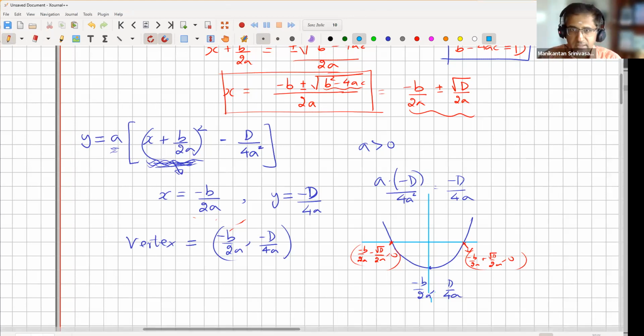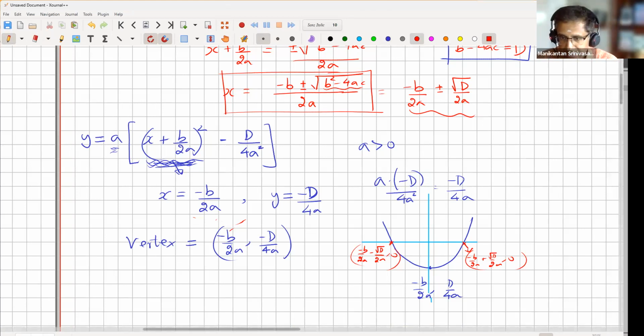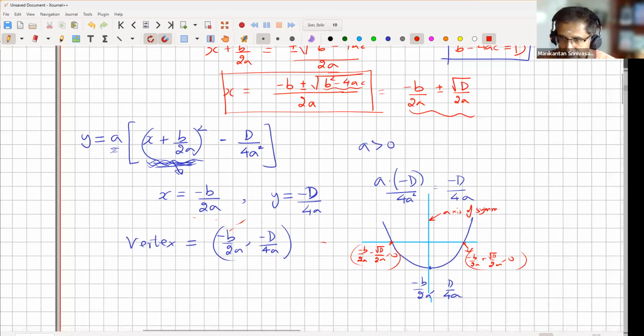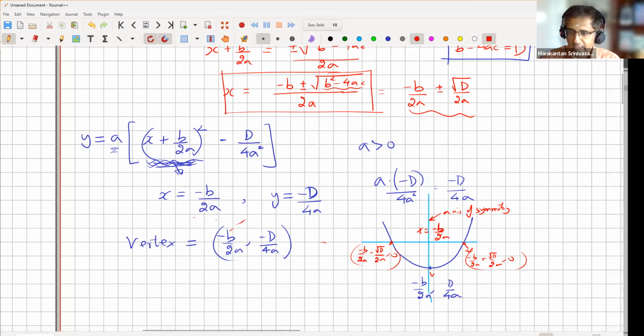All right. So this vertical line is the axis of symmetry. The quadratic expression or the function is symmetric around that axis on the left and right hand side. So what is that vertical line? The equation of any vertical line is x equal to something. So x equal to minus b by 2a. In that vertical line, the bottommost point, namely the vertex, has a y coordinate of minus d by 4a. We just saw here, minus d by 4a.